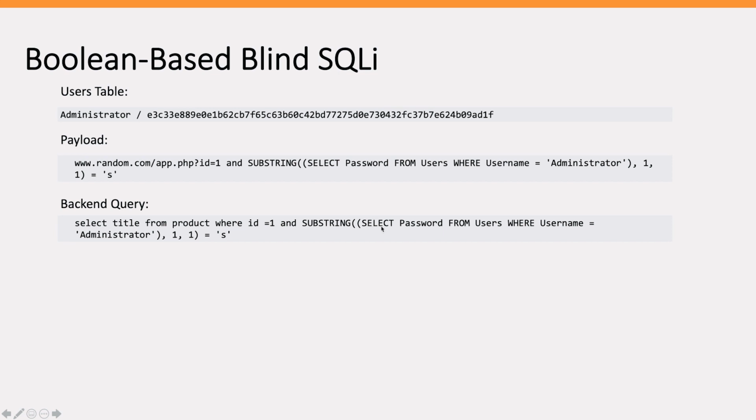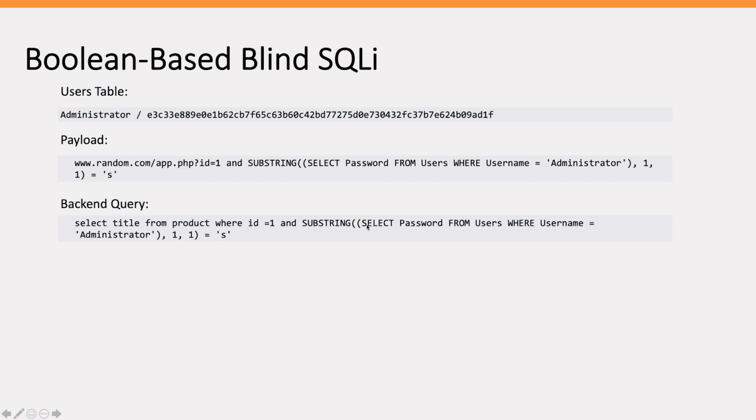So in this case, I'm saying that the string to extract from is the output of this query: select the password from the users table where username is equal to administrator. This query will output this hashed string over here. And then I'm asking it to extract the first character in the string and only one character. And so it will extract the first character over here of the hashed password. And then I'm asking it, is this first character equal to S? In this case, the first character is not equal to S because the first character is E. And so this statement over here evaluates to false.